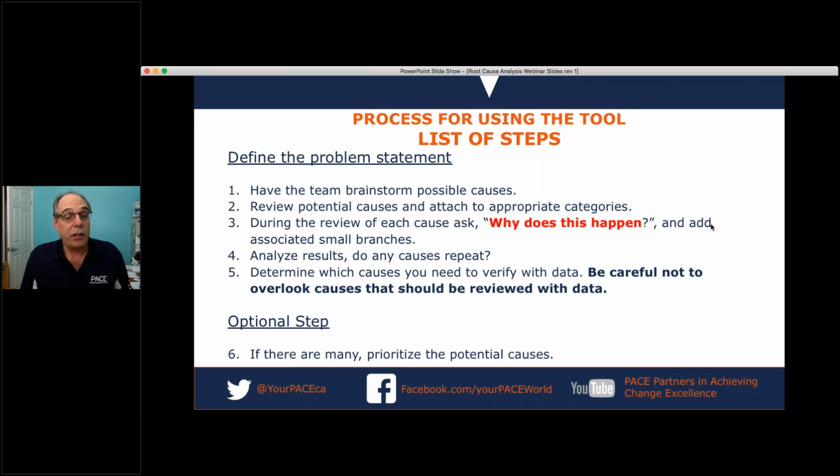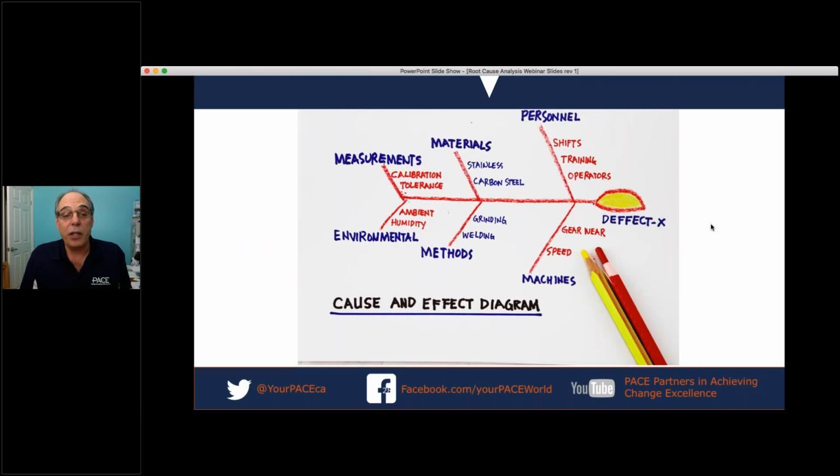Any analyzed results? Do any causes repeat? This is something that's really important to look for, and I'll show you in another diagram later. A lot of times, when we start asking questions on these fishbone diagrams, we'll start finding the same answers coming up. A common root cause I've seen often is something called lack of training. That means maybe we need to refocus our energy and do proper training.